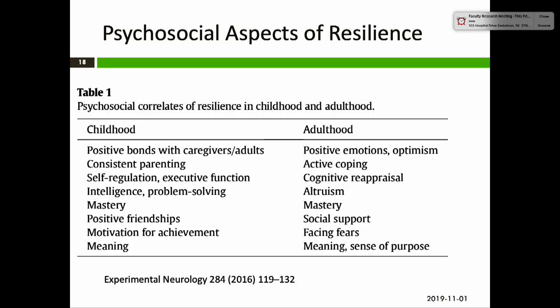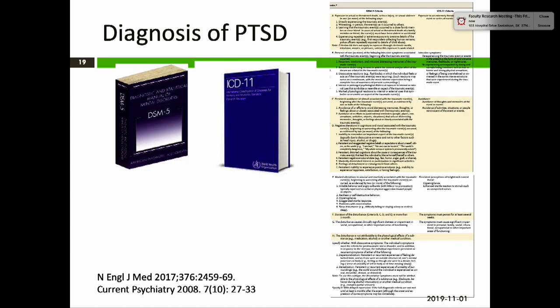Okay, all right. So I will quickly go through this. So for childhood and adulthood, we have different characteristics that you can see, and you can relate them to resilience. And if anyone wants to know that, I can send this one to you. So second, how do we diagnose PTSD? It depends on where we stay, what kind of system we're using. In Canada and the States, we're using DSM-5. And in the rest of the world, they use ICD-11.